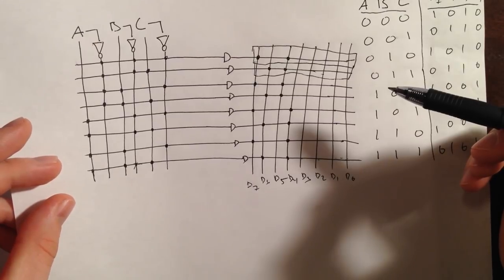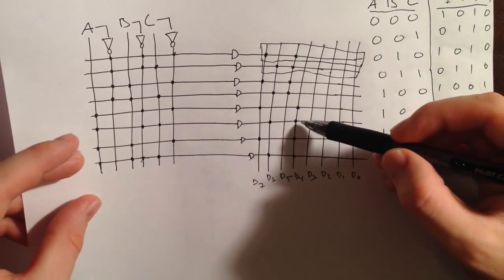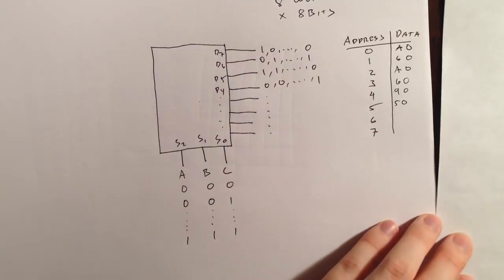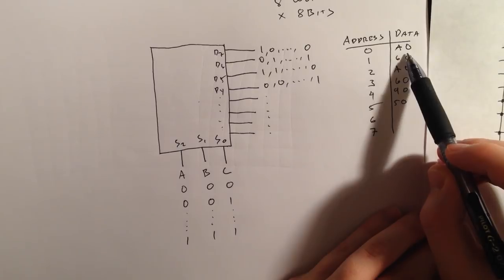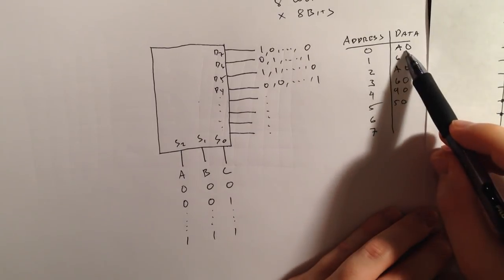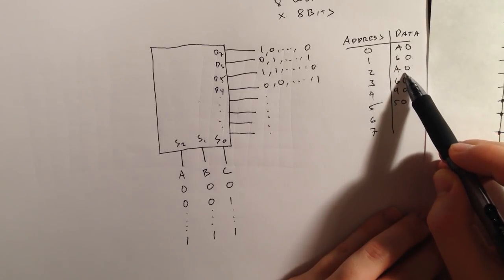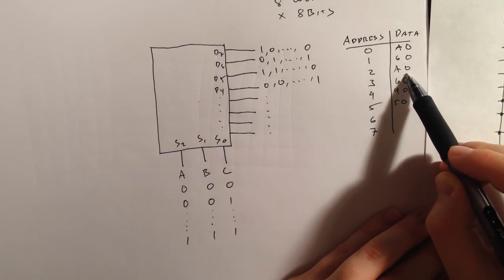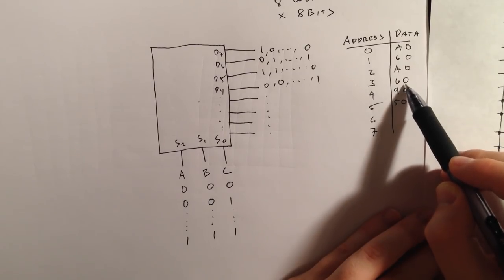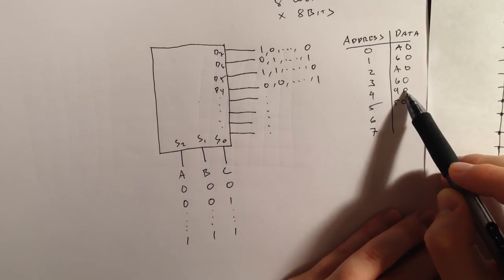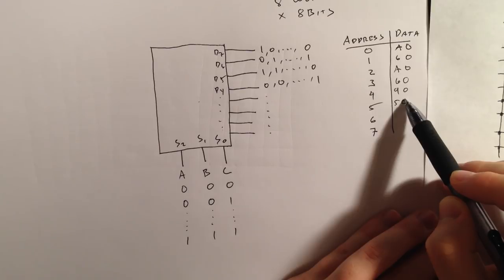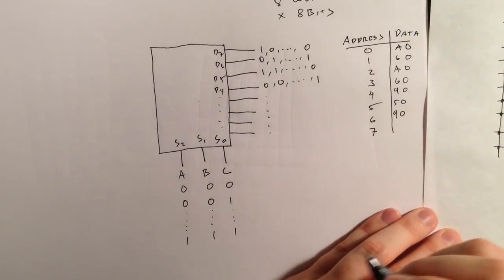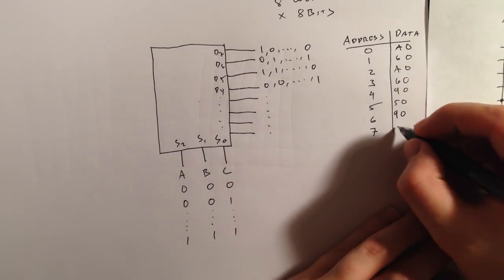I seem to be missing one. Oh, I seem to have messed up. So let me check this real quick. That is 10, so that's correct. 60, that's correct. A0, that's correct. 60, and then 90 should be fine. And then 50. Okay, I think this is just 90 again. Yep, that's just 90. And then our last one looks like it's just going to be 50 again.